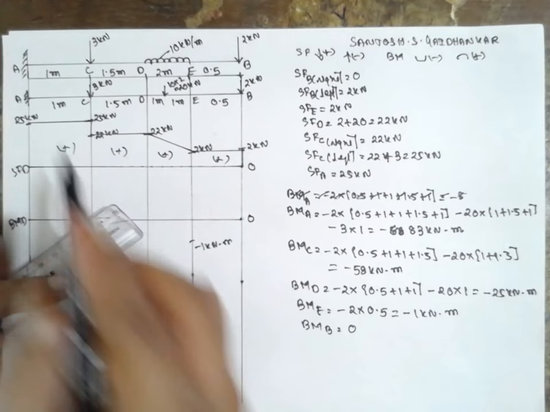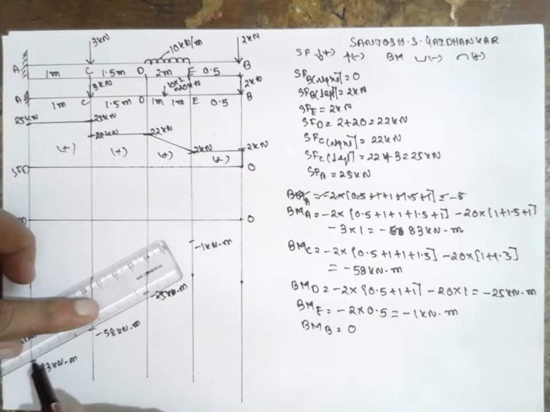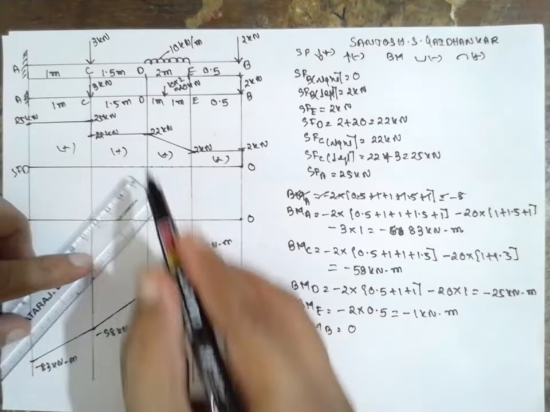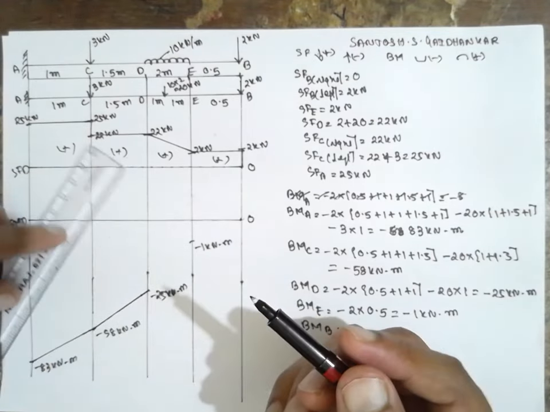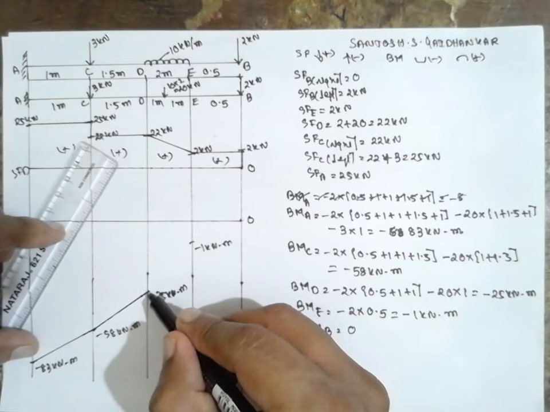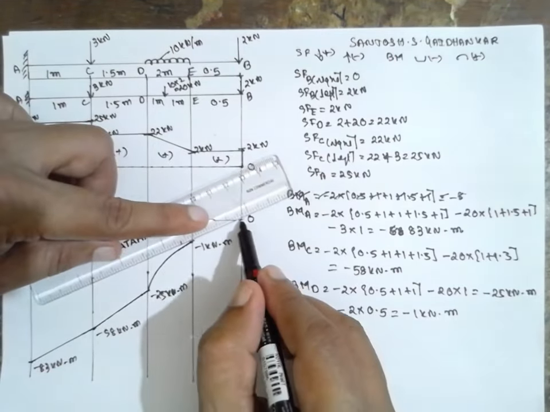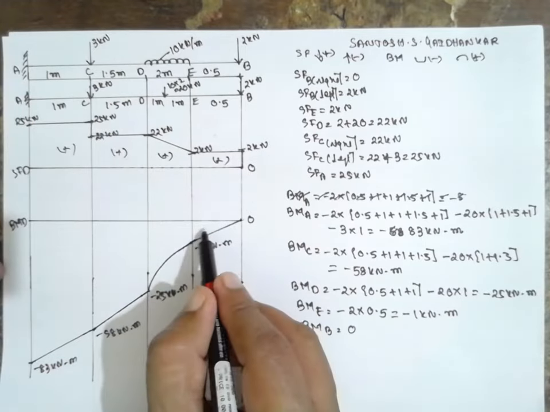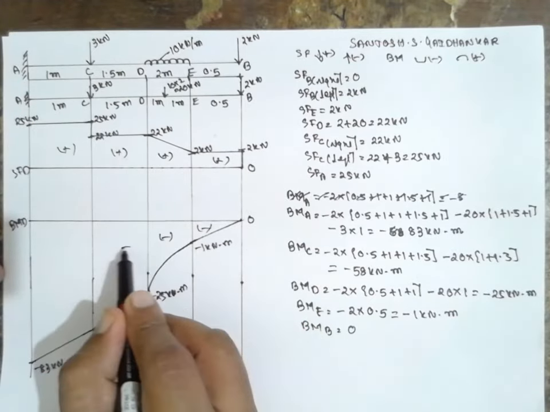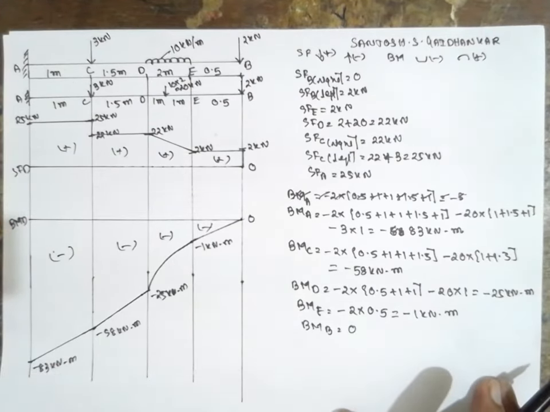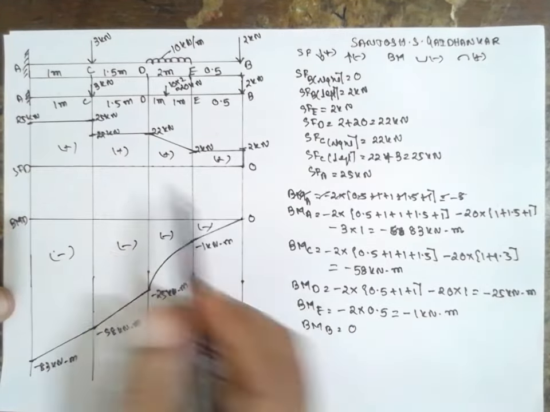Now here there is no UDL, straight line. Again there is no UDL, straight line. There is a UDL, parabola. Again there is no UDL, straight line. Negative, negative, negative. In this way you have to solve the problem by converting the UDL into a point load for the cantilever beam.